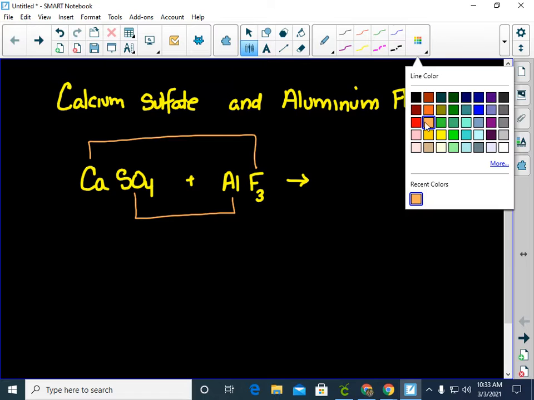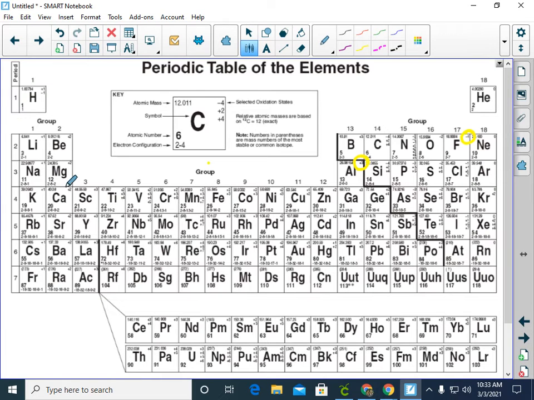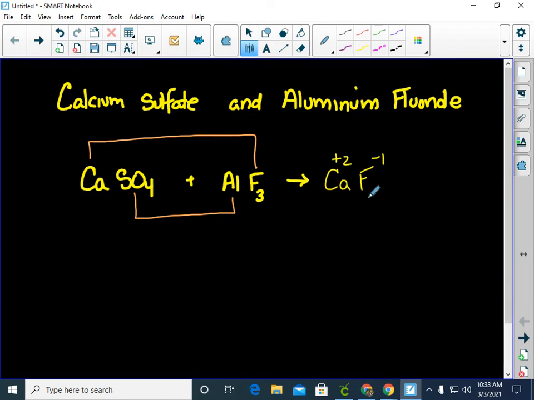So I'm going to take my calcium, hook it up with my fluorine, put my numbers back in. Where'd I get those from? Right here. Calcium is a +2, fluorine was a -1. Cross them down. 2, 1. Take out my pencil, erase.